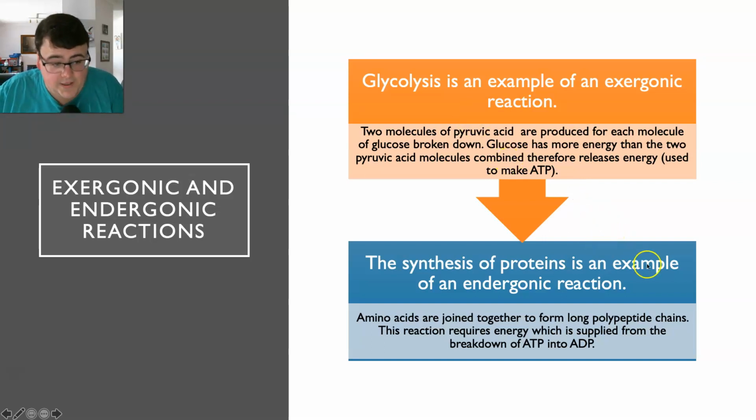An example of an endogenic reaction, on the other hand, is protein synthesis. Amino acids are joined together to form long polypeptide chains, but that requires energy. So we break down ATP and we take the energy from the environment and put it into those polypeptide chains. The products have more energy than the reactants at the beginning.